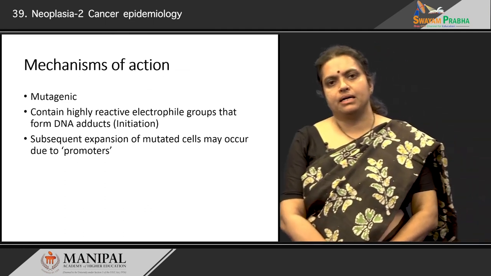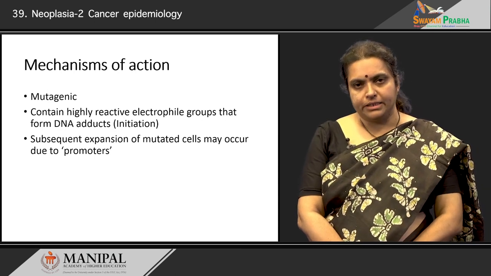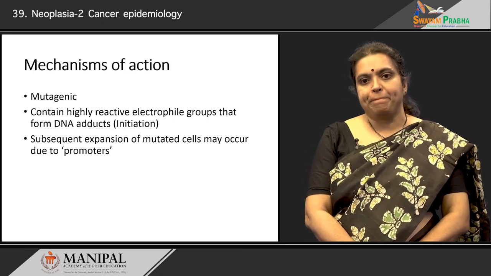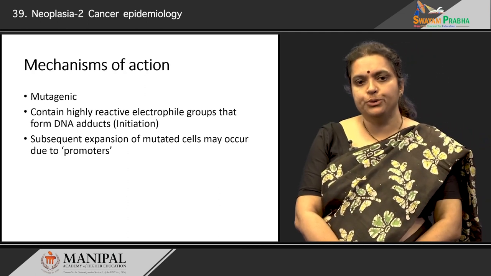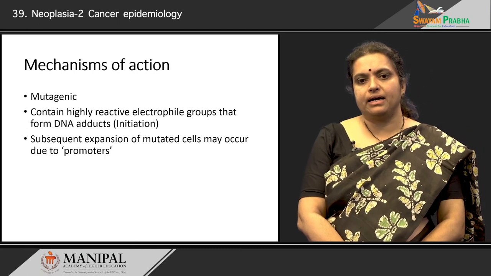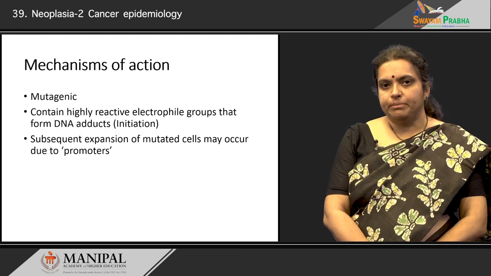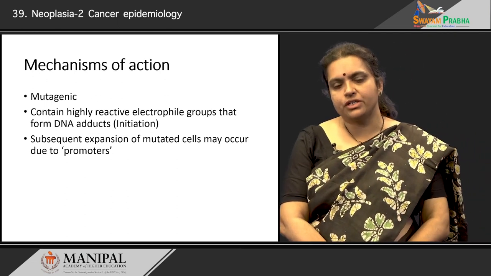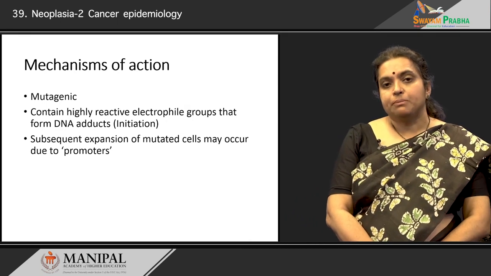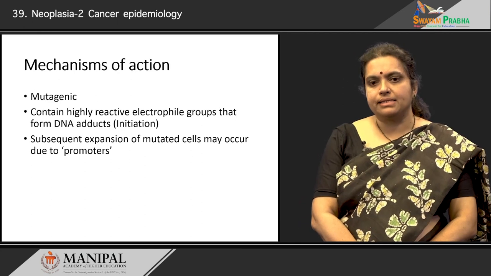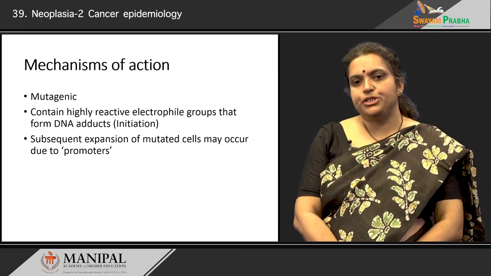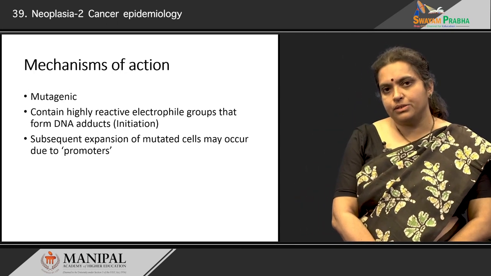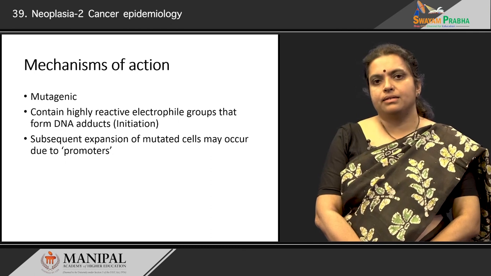Now, how do these chemical carcinogens cause the development of cancer? As I already mentioned, they are mutagenic. That means they cause a mutation in the gene, and they contain a highly reactive electrophile group that combines with the DNA, forming a DNA adduct. This process of the chemical combining with the DNA of the cell and forming an adduct is known as the initiation phase of chemical carcinogenesis. Subsequently, these initiated cells expand and may develop into the tumor due to other substances which are known as promoters. So, there are two phases in which chemical carcinogenesis occurs. The first is initiation and the second is promotion.